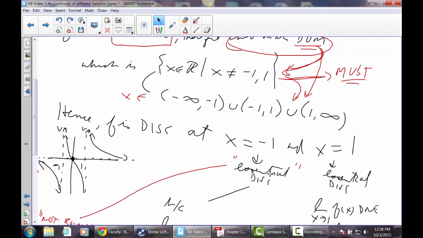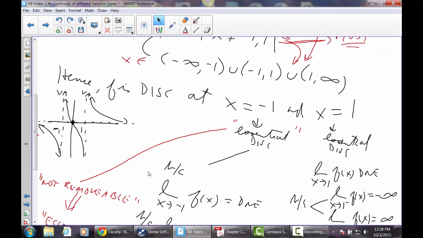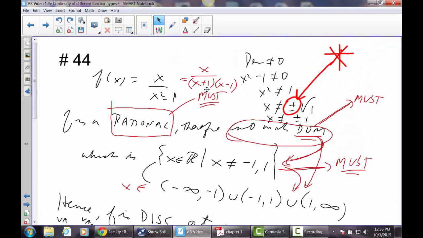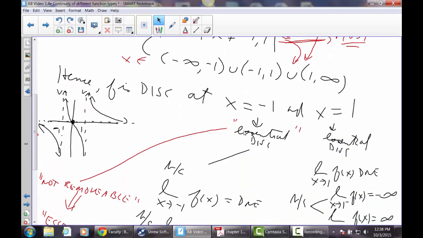Now, by the way, the word essential means it's not removable. I wrote that down here. They'll ask you if it's removable or non-removable, or they'll say is it a removable or an essential discontinuity. Well, you can easily go back here and realize there was no common factor in the numerator and denominator, so there's no point discontinuity, so they are both essential.